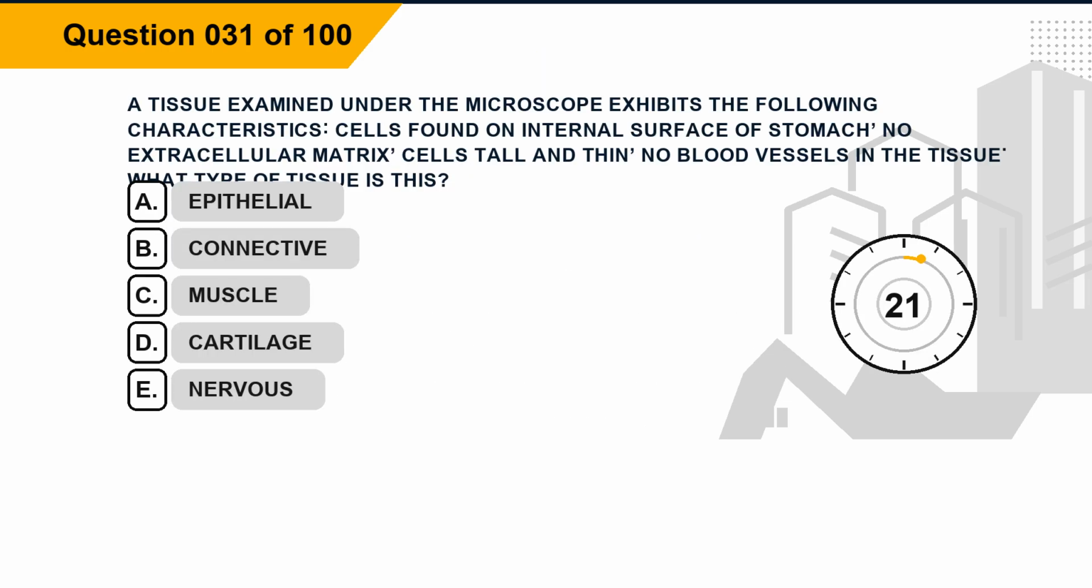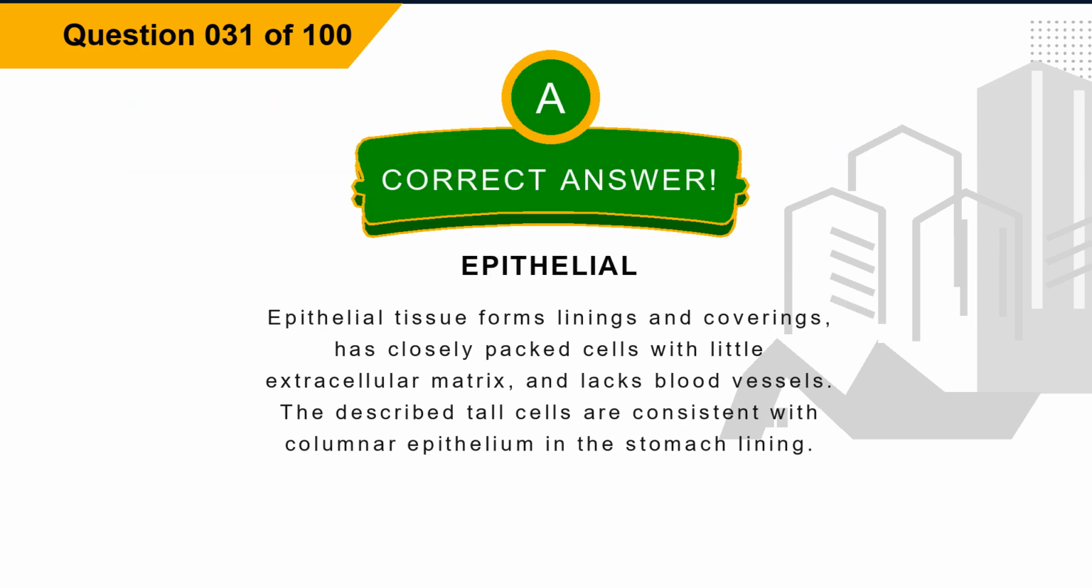Question 31. A tissue examined under the microscope exhibits the following characteristics: cells found on internal surface of stomach, no extracellular matrix, cells tall and thin, no blood vessels in the tissue. What type of tissue is this? Option A, epithelial. Option B, connective. Option C, muscle. Option D, cartilage. Option E, nervous. The correct answer is option A, epithelial. Explanation. Epithelial tissue forms linings and coverings, has closely packed cells with little extracellular matrix, and lacks blood vessels. The described tall cells are consistent with columnar epithelium in the stomach lining.